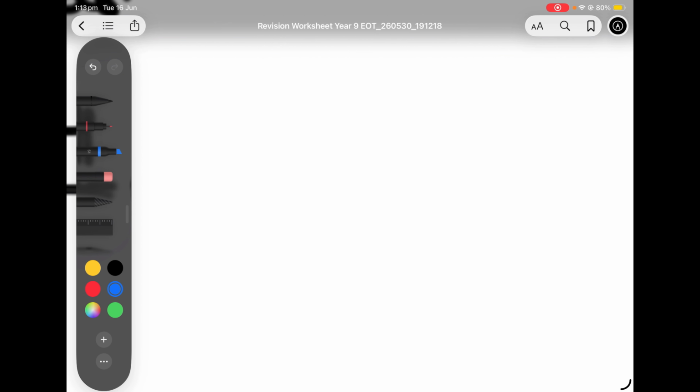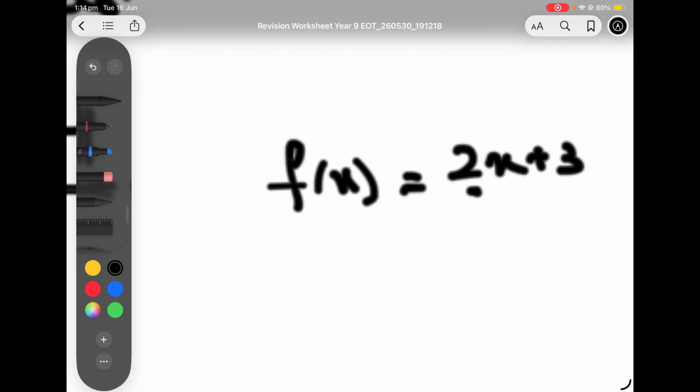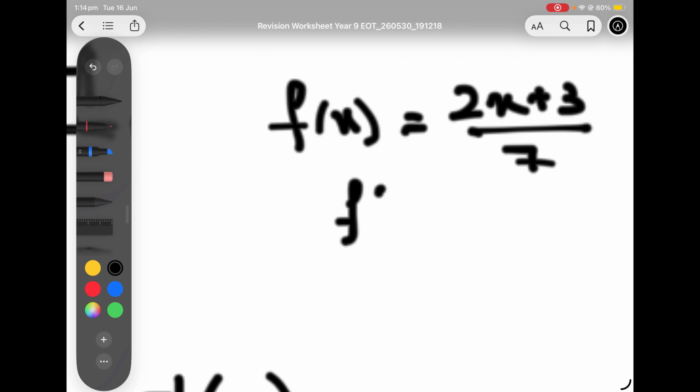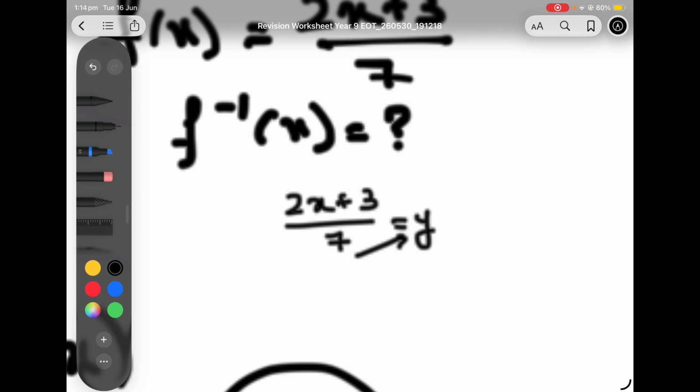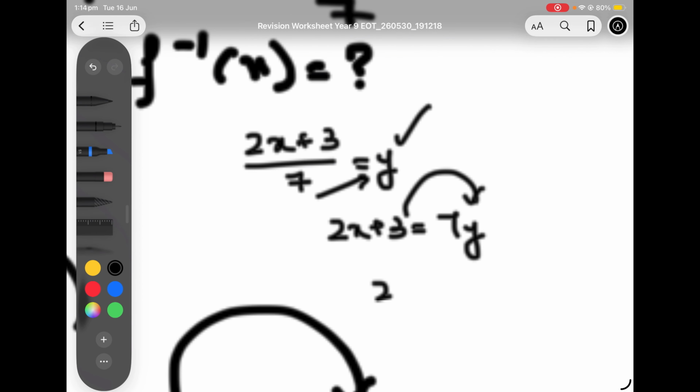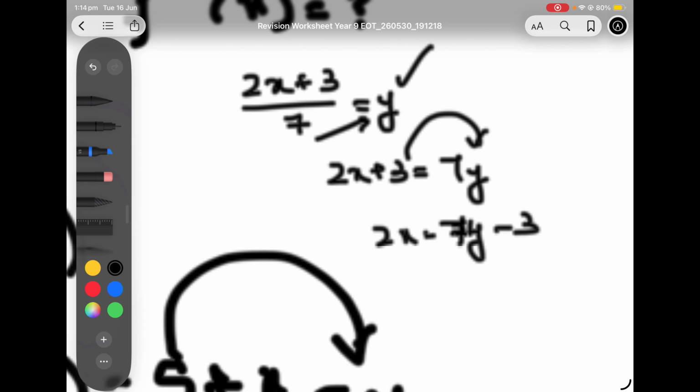Let's take another inverse function and see. If I have f of x equal to 2x plus 3 over 7 given to me, and I have to find the f inverse of x. Okay, fine. So how do I do it? There are simple basic steps. First, equate 2x plus 3 over 7 to y. This 7 goes here and make x the subject. So 2x plus 3 is equal to 7y. Then 2x is equal to 7y minus 3. Then x is 7y minus 3 over 2.